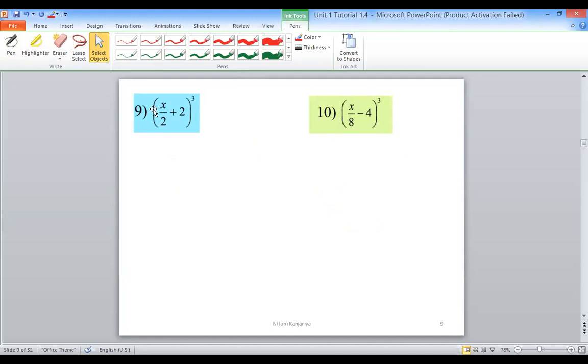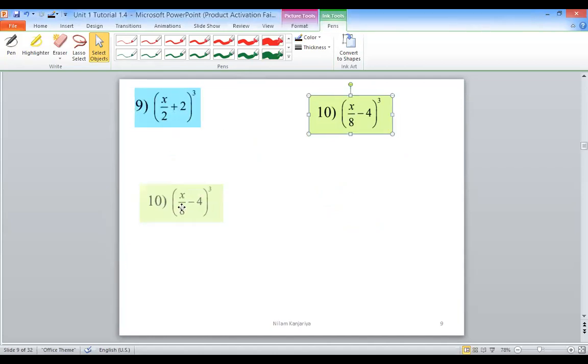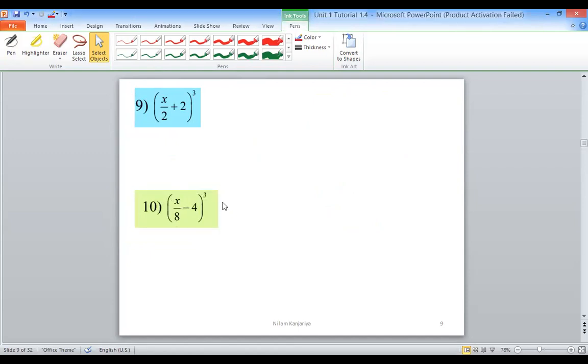Both questions, this 9 and this 10. This is x plus y whole cube. Don't worry, I'm doing it with you. You just compare your answer with me. A plus B whole cube: the first cube, plus second cube.